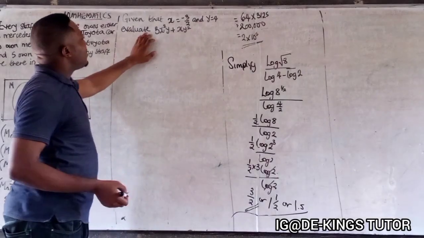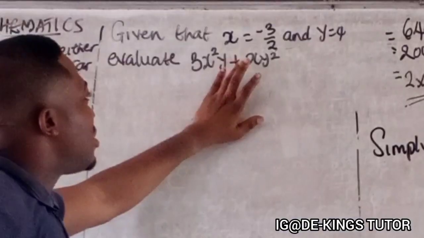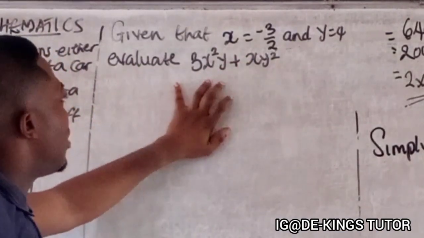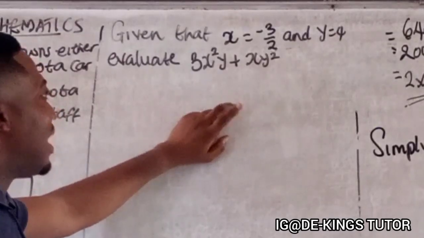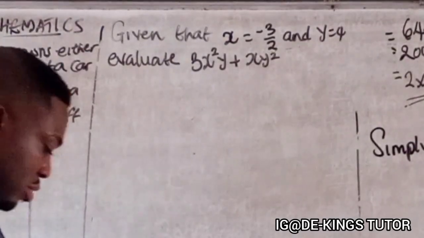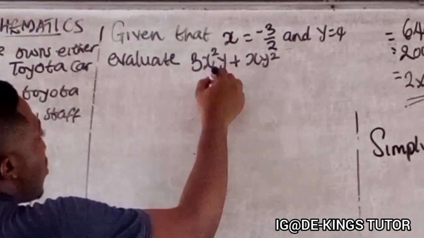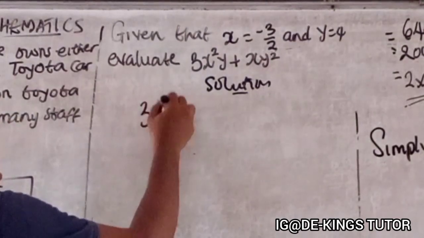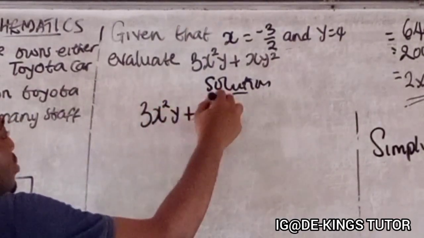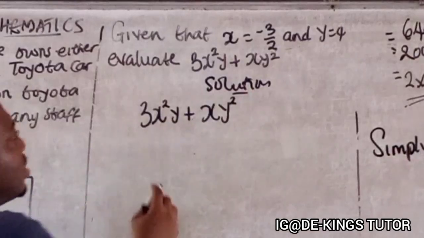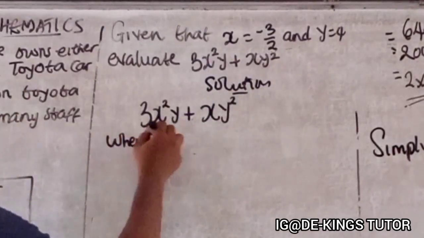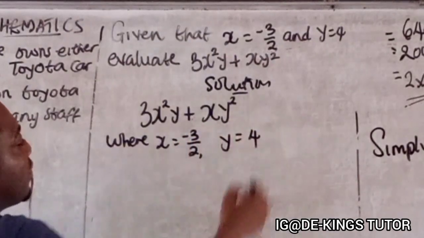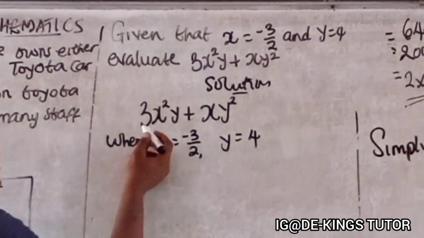Question 10. Given that x equals minus 3 over 2 and y equals 4, evaluate 3x squared y plus xy squared. Solution: 3x squared y plus xy squared, where x equals minus 3 over 2 and y equals 4. So from here we substitute.